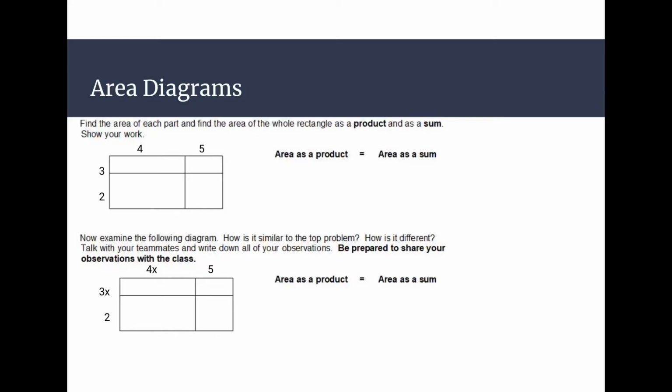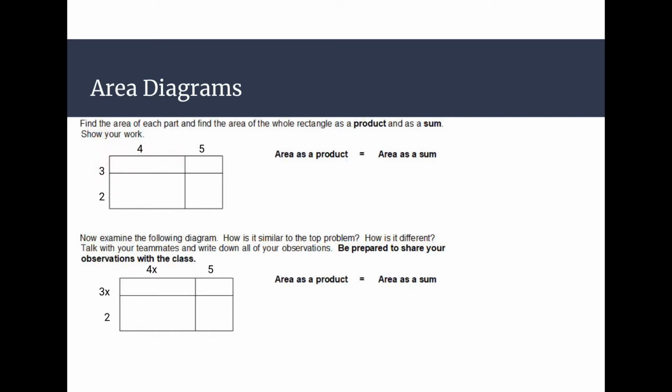All right, we are going to finish up our area diagrams today and even maybe start a little factoring. So, this first top half of the problem is just review from yesterday. Go ahead, fill in all those boxes, and then write your answer as the area as a product and the area as a sum. So remember to do these boxes. We just multiply the length times the width of each one.